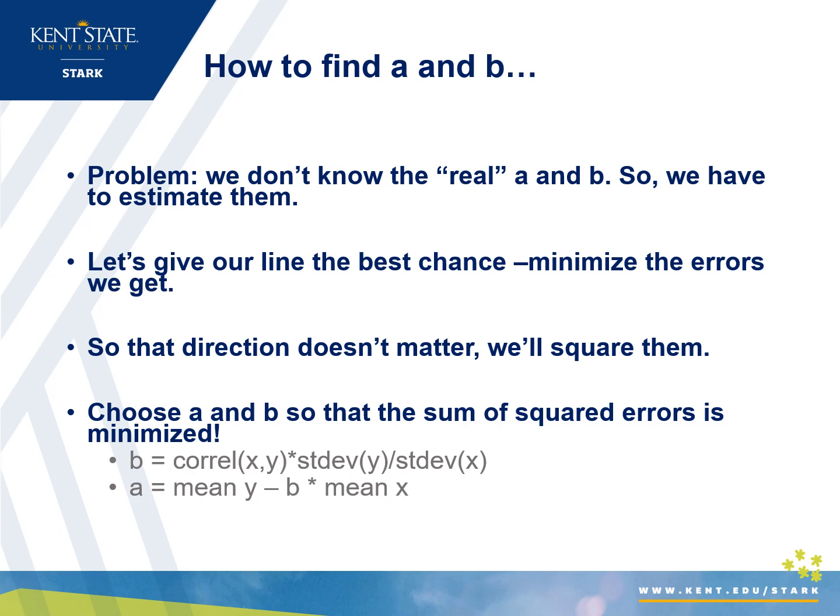Now we face a problem. It's not obvious how to find the real intercept A or the real slope B. We have to estimate them. For this, we need an estimation strategy. What linear regression suggests is a strategy called least squares. Specifically, we're going to select our A and B so that the sum of squared errors is minimized. The result is the best estimate we can get under certain conditions.